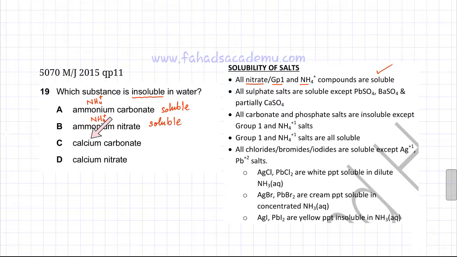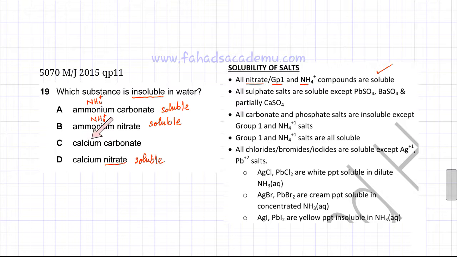At option C we have, let's look at D first. D contains a nitrate, and remember this first statement also said that anything that contains nitrate, all nitrate compounds, are going to be soluble. So D is going to be soluble as well. That would leave us with option C.